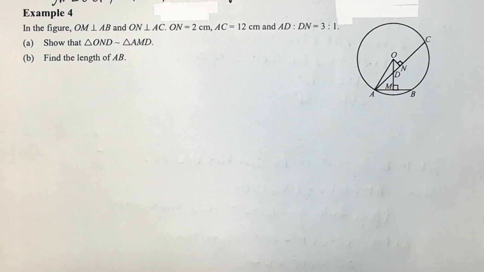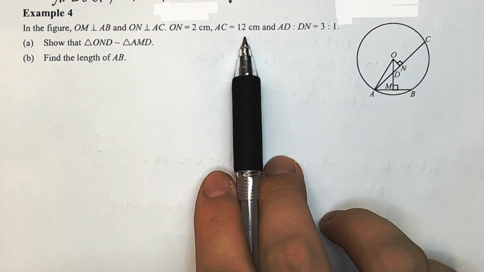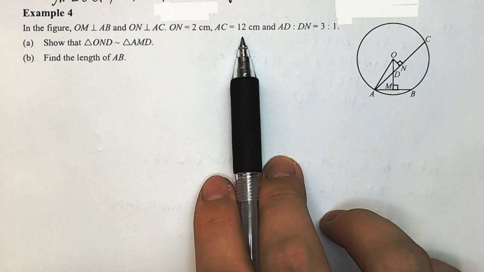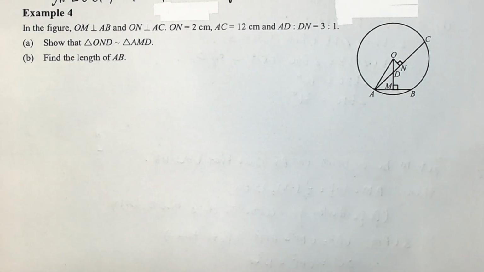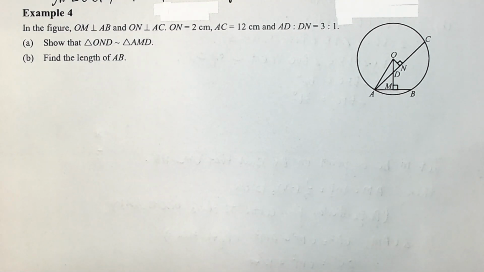You have points N and M on AC and AB respectively, so that ON is perpendicular to AC and OM is perpendicular to AB. And also OM and AC intersect at D, so that AD to DN is 3 to 1. You're also given some lengths here. ON is 2 and AC is 12. Now first of all, you need to show that triangle OMD is similar to triangle AMD.